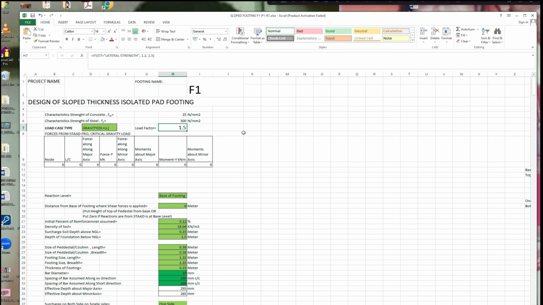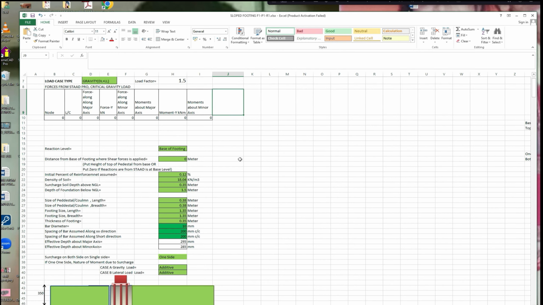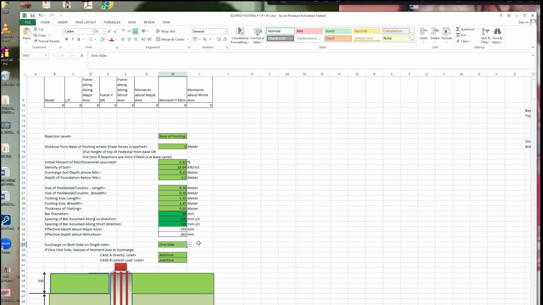So whatever bending moment and shear force we are getting because of the soil pressure below the footing, we have to multiply this by a load factor of 1.5 to get the limit state strength design force.